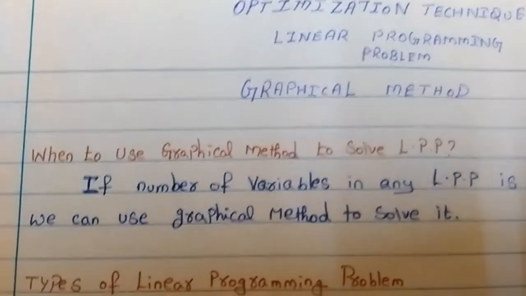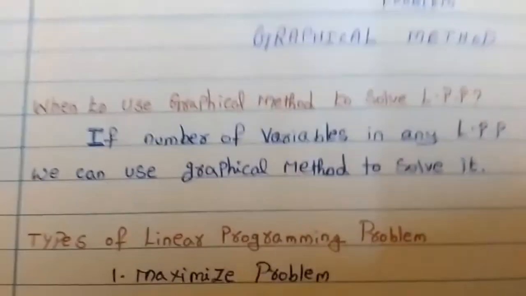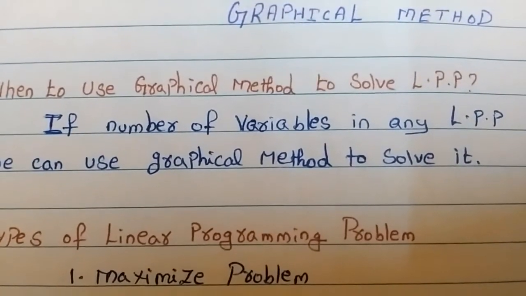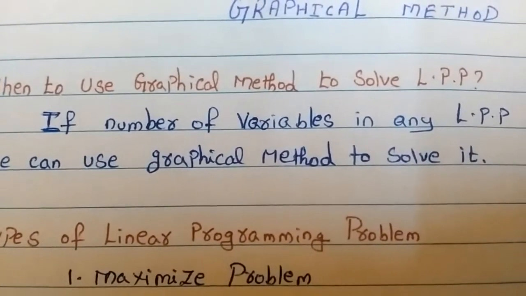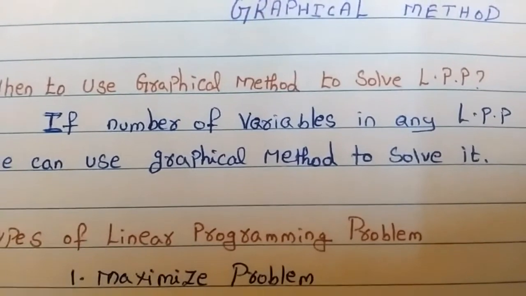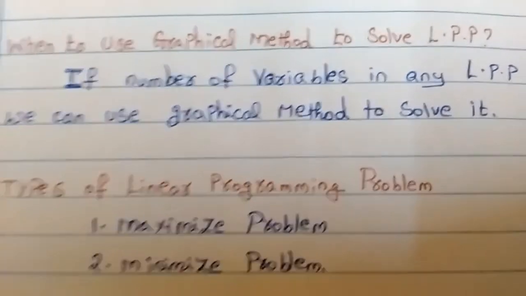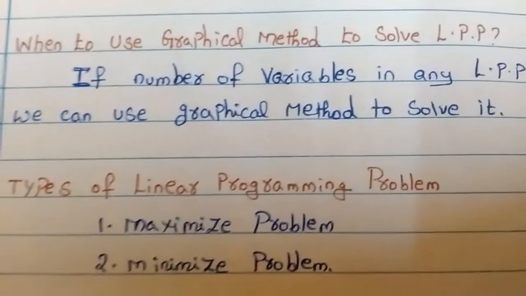Okay, types of linear programming problem. In any syllabus, what are all the types means? First type is maximize problem. The objective function, that means the z equal அப்படின்னு வரும் இல்லையா, அது வந்து either maximize problem or minimize problem. These are the two types of linear programming problems.